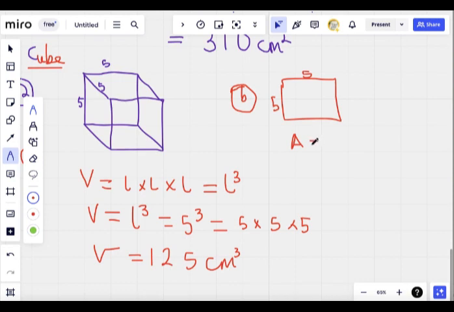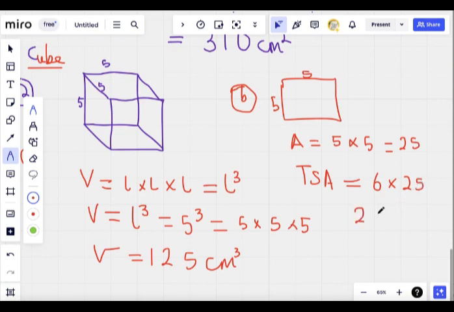So the area of the top face is equal to 5 times 5, or length times length, whatever you want to call it, because they are equal. 5 times 5, which is 25. We get the area of the top face to be 25. Now what is the TSA, total surface area? Total surface area will be equal to, because all 6 faces are the same, 6 multiplied by 25. We'll get the total surface area.